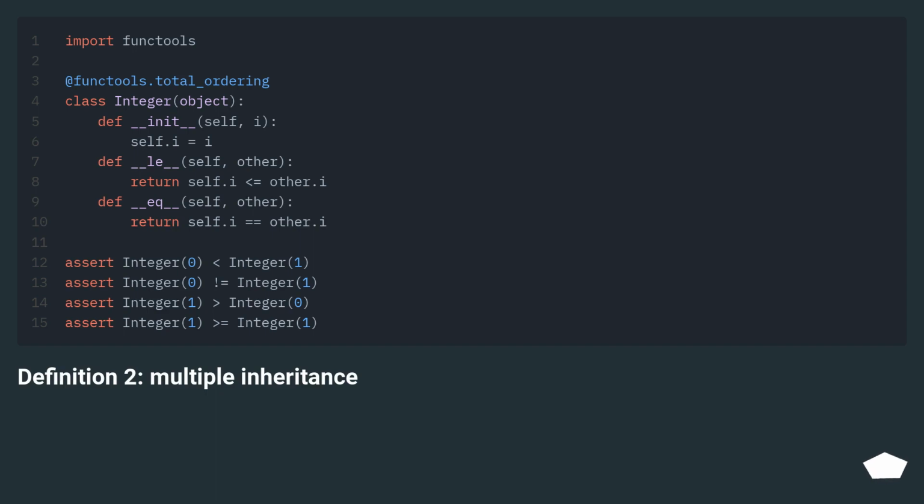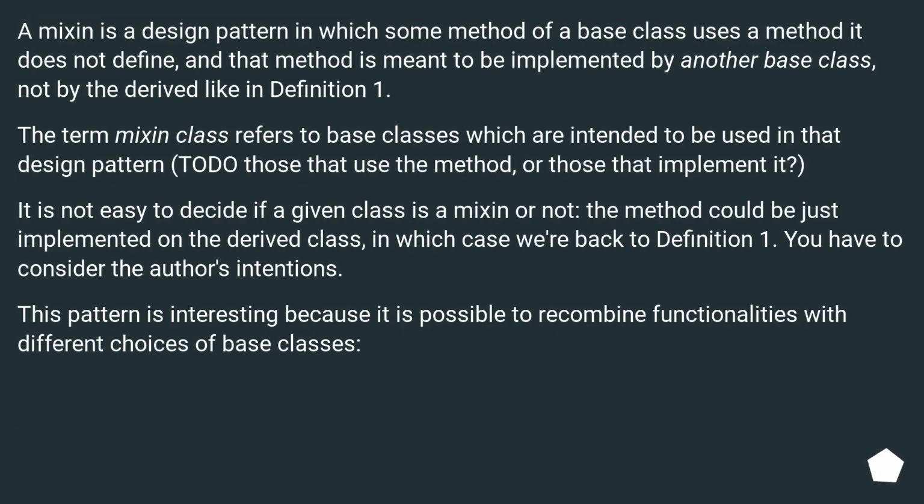Definition 2. Multiple inheritance. A mixin is a design pattern in which some method of a base class uses a method it does not define, and that method is meant to be implemented by another base class, not by the derived class like in definition 1. The term mixin class refers to base classes which are intended to be used in that design pattern, either those that use the method, or those that implement it.